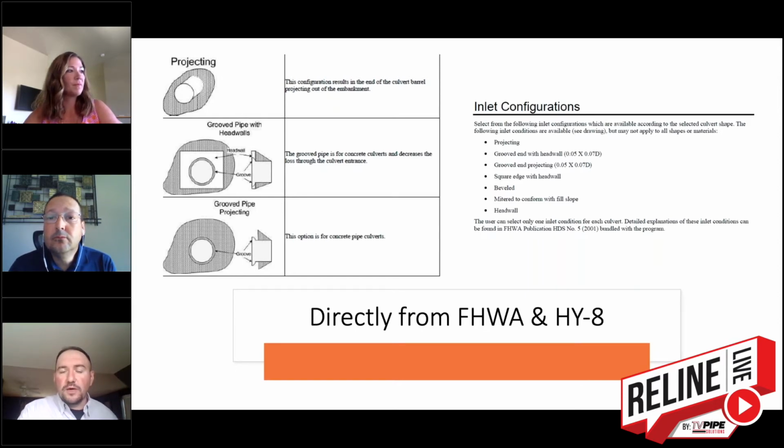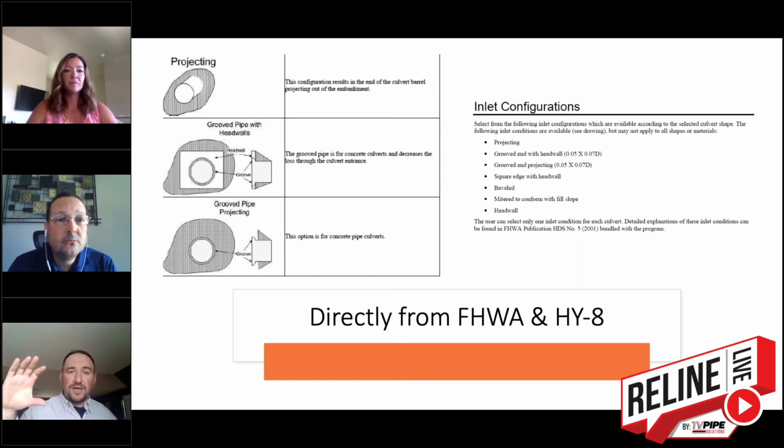If you guys are opening up HY8 or HydroCAD or any other hydraulic modeling program, you may have seen some of these images in the past. And it talks specifically on inlet configurations. One of the worst conditions you can have for entrance loss is a projecting pipe. So just a pipe coming out of an embankment, right? The more we do to optimize those culvert hydraulics at the inlet, i.e. put a head wall and some wing walls there, is even better than just a pipe sticking out of embankment.